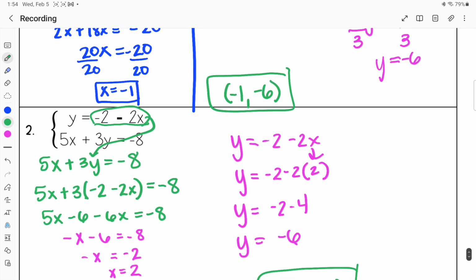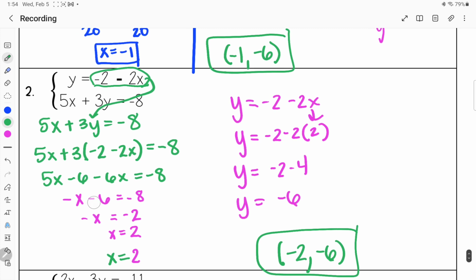So again, it's all about substituting. If you finish this, I showed my work in pink. If you did it correctly, you should have ended up with x equals 2. Now I know exactly what x equals. Anywhere I see an x, I'm going to substitute it or replace it with 2. So I chose to use this first equation. So I said y equals -2 minus 2x. So I replaced my x with 2, simplified and solved that equation, leaving you, if you did it correctly, you should have had 2 and -6 as your ordered pair.